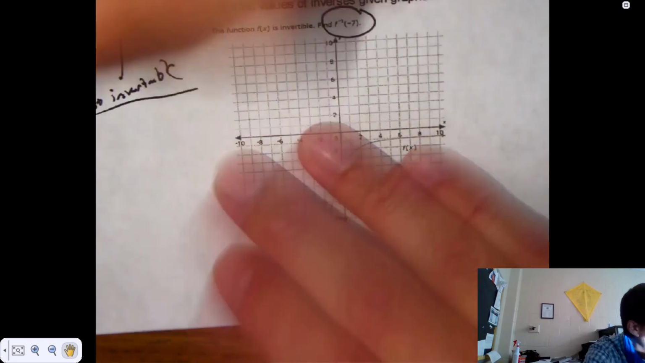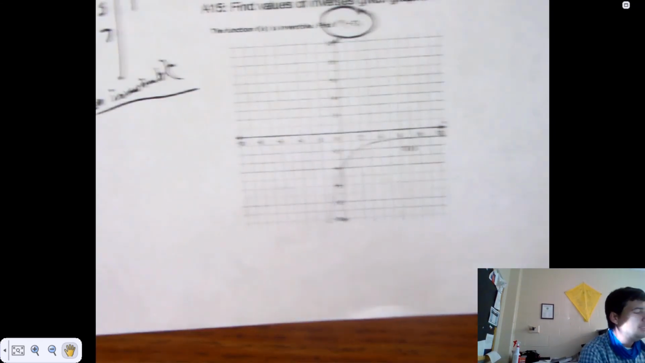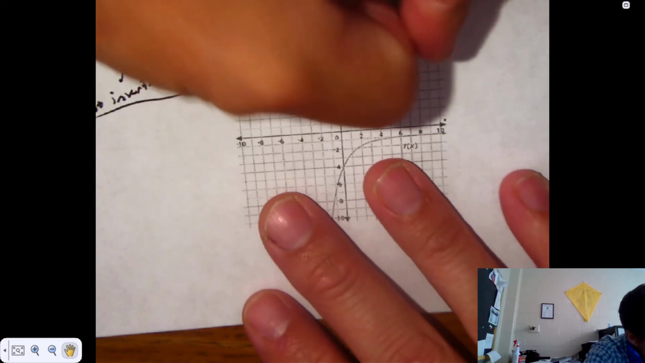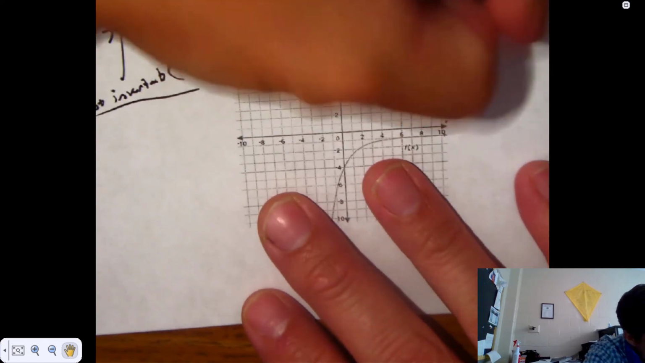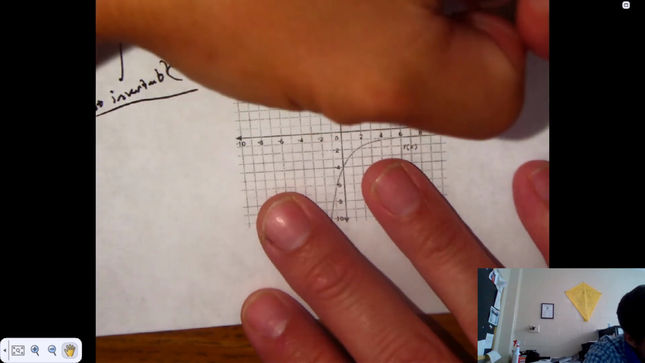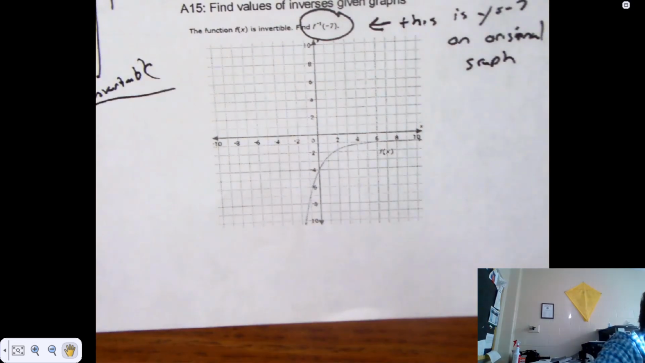Now, when you're looking at things like this, that negative 7, the way it's written, is that an x value or a y value? It's a y value. This is y equals negative 7 on the original graph. Does everybody understand that? That is y equals negative 7 on the original graph, because they're inverses and they swap x and y.